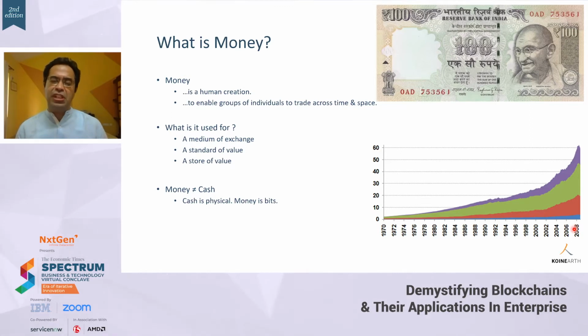Cash is just the physical representation of money. And even though cash is physical, most money today is just bits of information. Money exists today only as an entry in a bank ledger.